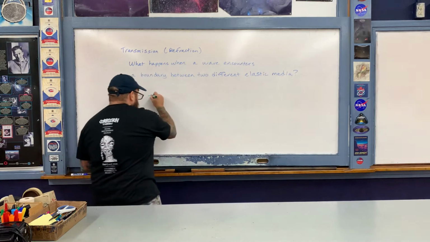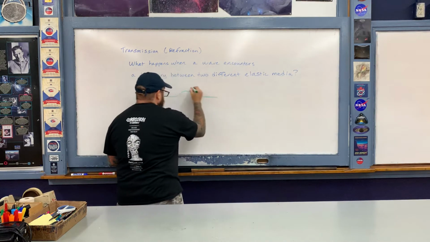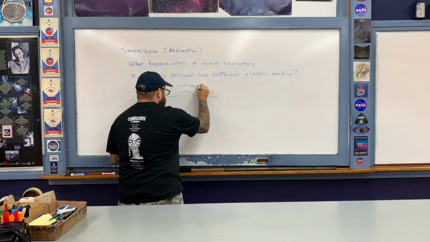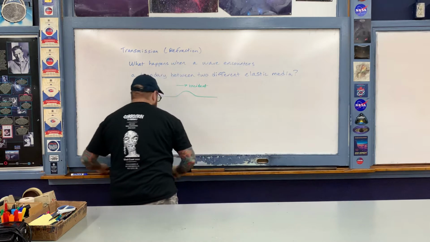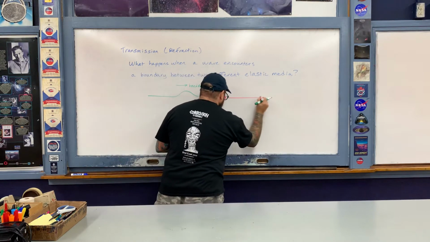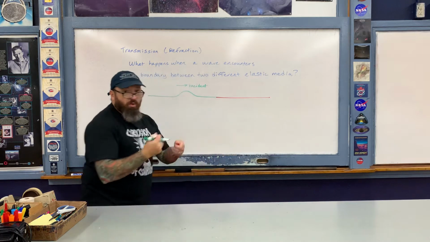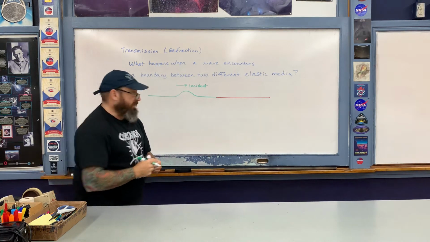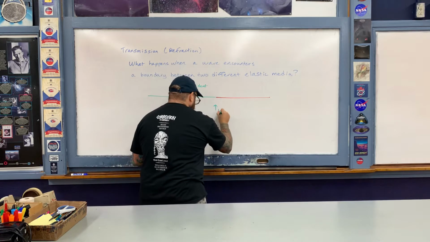Okay, so let's say that right here is one spring, and I have an incident wave pulse that is propagating in this direction. And then right here is a second spring, like so. What I've done is I've coiled the ends of two springs together. So right here is the boundary.